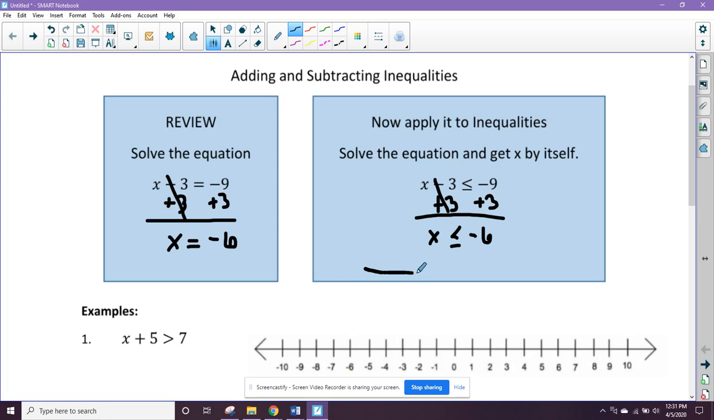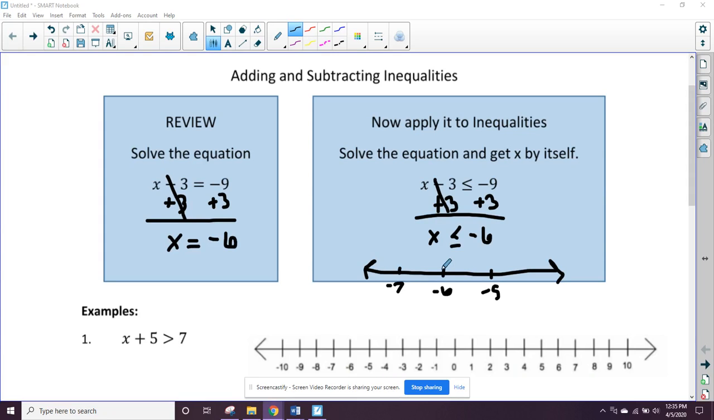So we have a number line, which we do not have drawn. So we're going to draw a number line. We have negative 6 here. Negative 5 would be on the right. And negative 7 would be on the left. Just a little simple number line. So we're at negative 6.